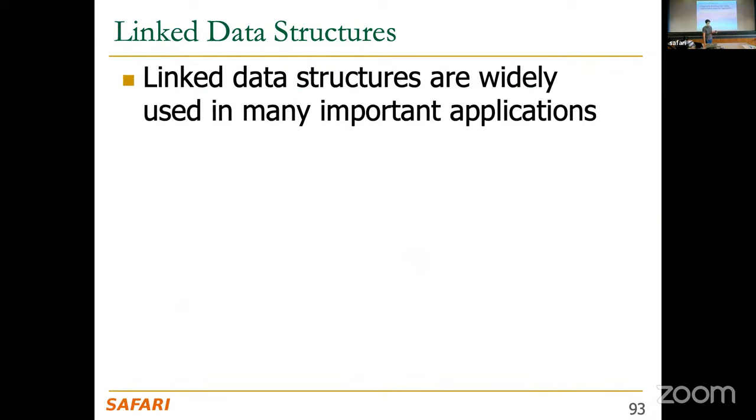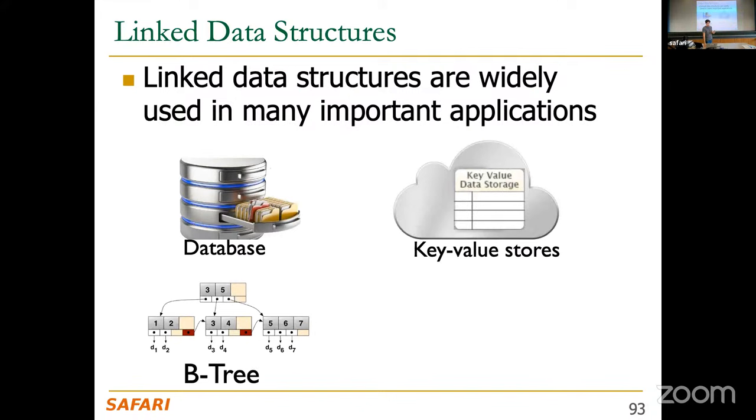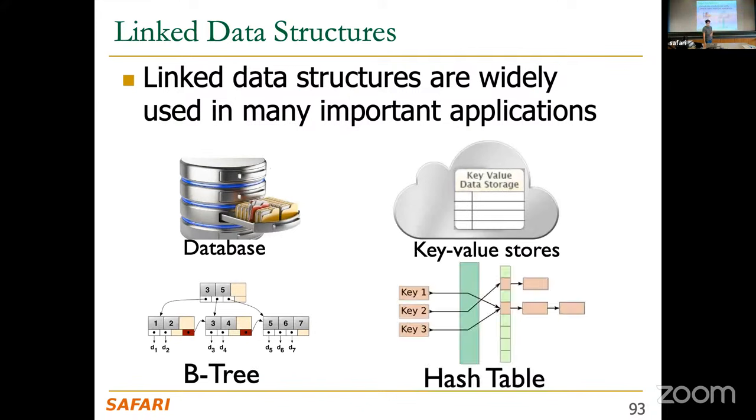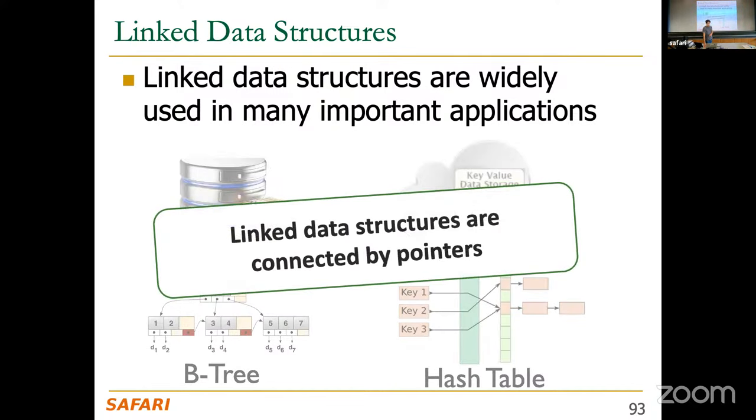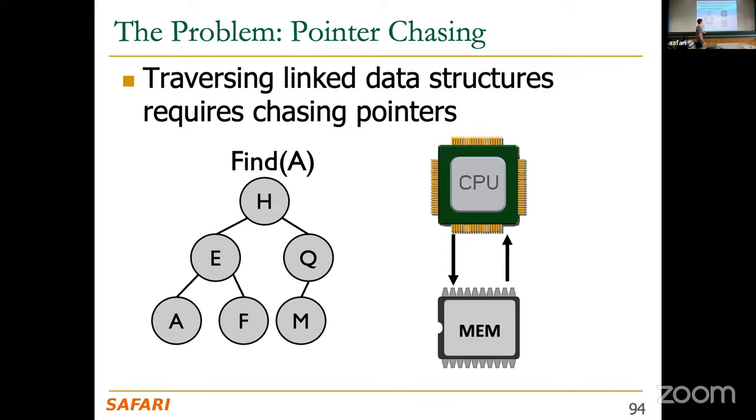Linked data structures are widely used in many important applications, for example, databases, B-trees, key-value stores, hash tables, et cetera. So these are linked data structures connected by pointers. Solving one of these problems requires traversing linked data structures, chasing the pointers. If you have a tree, something like this, and you need to reach a specific leaf of the tree, you'll have to go one by one over the nodes in this tree, right?